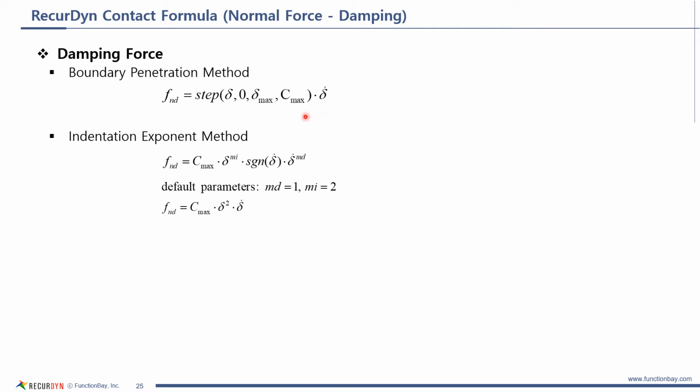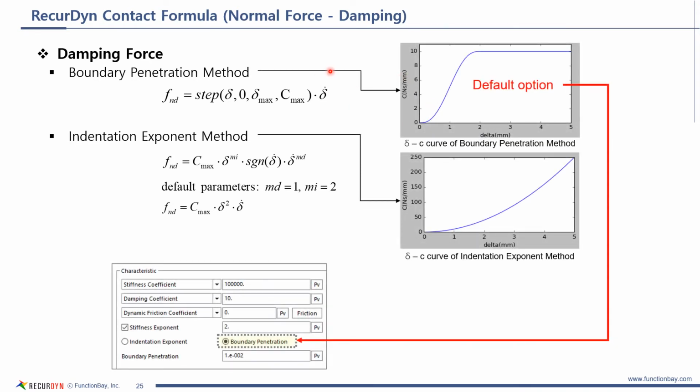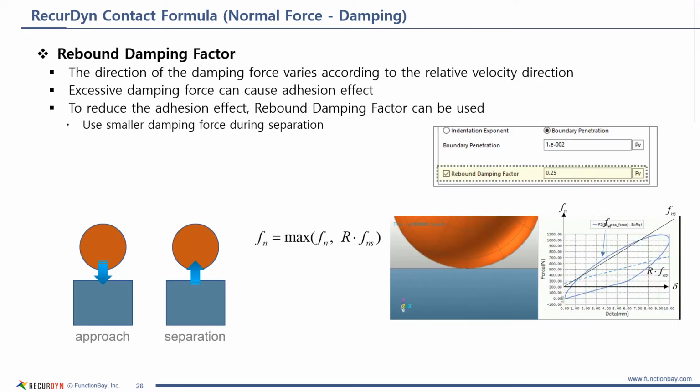There are two methods to calculate the damping force. One is boundary penetration method, the other one is indentation exponent method. But it is okay to use the boundary penetration, which is the default option. Usually, it is okay to use the default value for this rebound damping factor. But let me explain briefly what this is for.